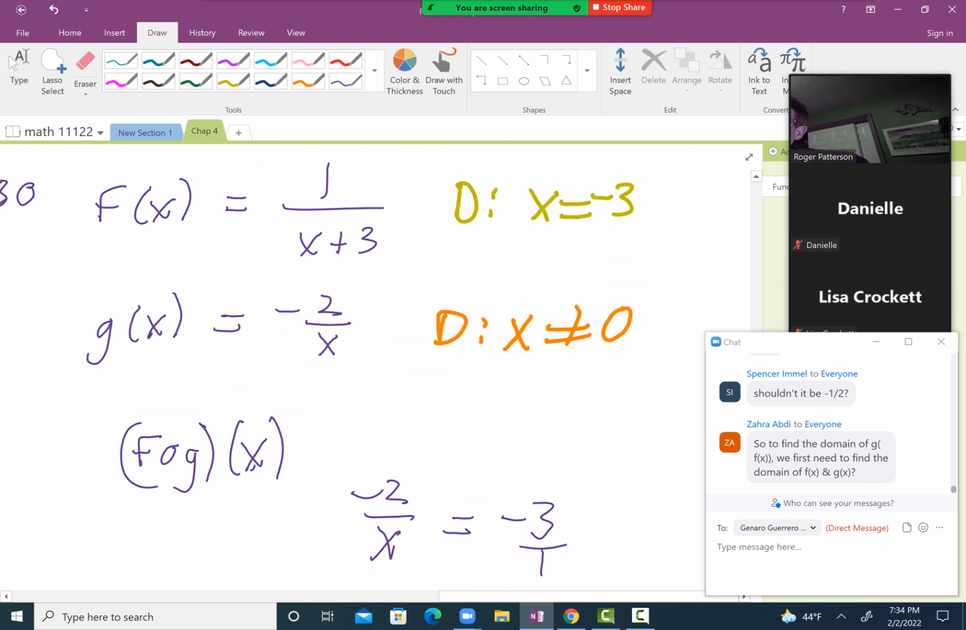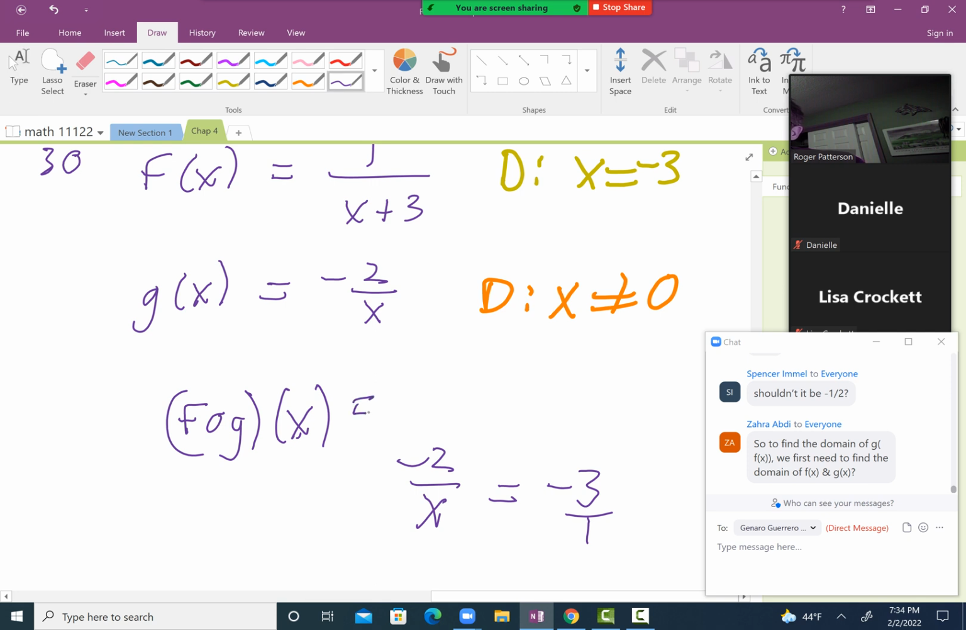Okay, so now I'm going to do my composition. All right? G function is going to go in there. So I'm going to get 1 over -2 over x plus 3. All right? Now, they might do some fancy stuff with that, but it's not going to make it any simpler.